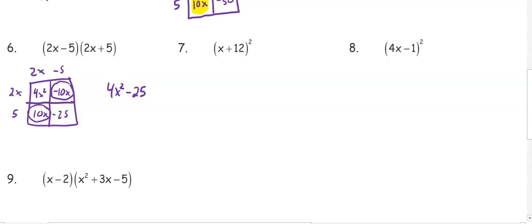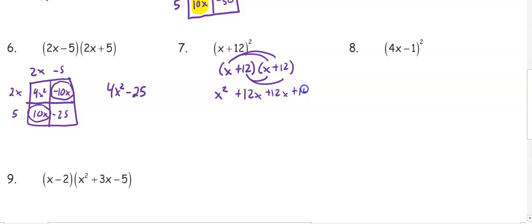In number 7 and 8, the parentheses is only written once with a squared. So whenever that happens, you need to rewrite it. So you're going to rewrite the parentheses twice. We have x plus 12 times x plus 12. So when we multiply, x times x is x squared. X times 12 is 12x. 12 times x is 12x. 12 times 12 is 144. The x's combine, in this case 12 plus 12 gets us 24x. So we have x squared plus 24x plus 144.